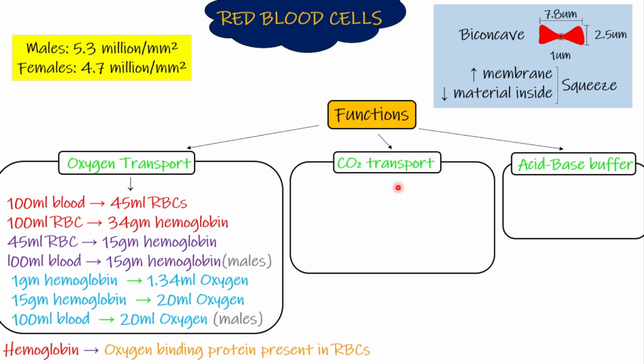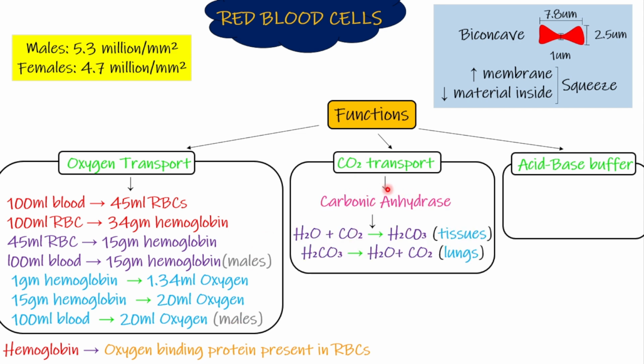Okay, now coming to the next function, which is carbon dioxide transport. As the blood can carry oxygen, which we have discussed in detail, the blood also carries carbon dioxide from the tissues to the lungs, from where the carbon dioxide is exhaled out. Inside the red blood cells, water reacts with the carbon dioxide, converting it into carbonic acid, H2CO3. So the carbon dioxide will travel in the blood in the form of carbonic acid.